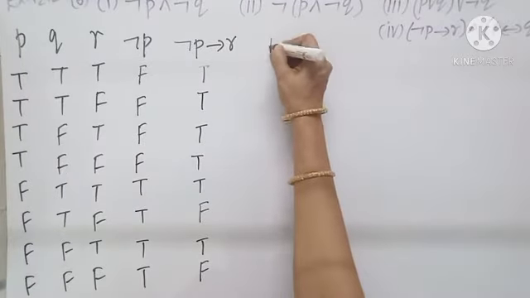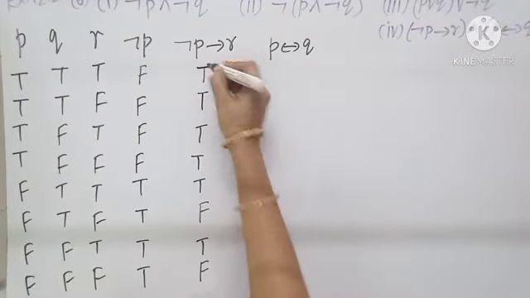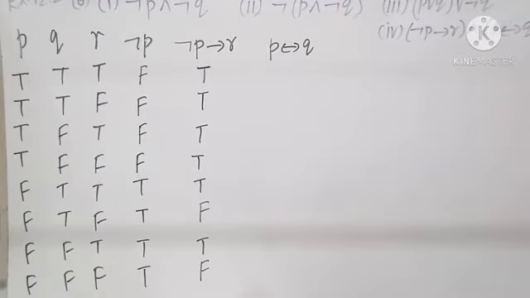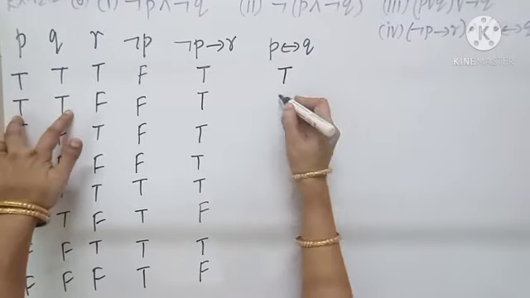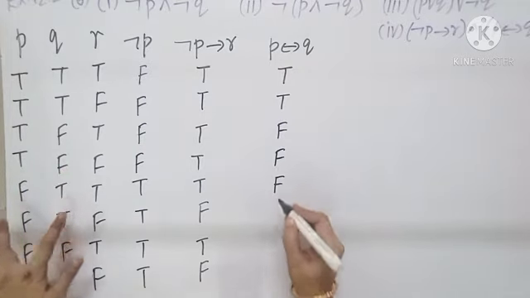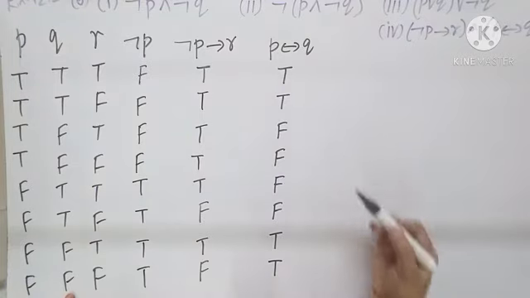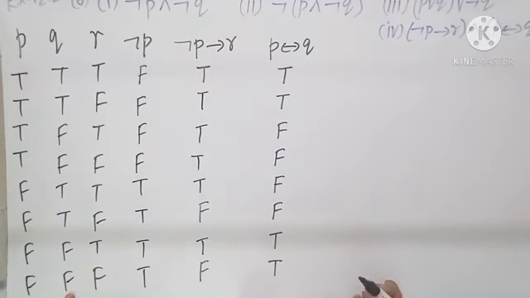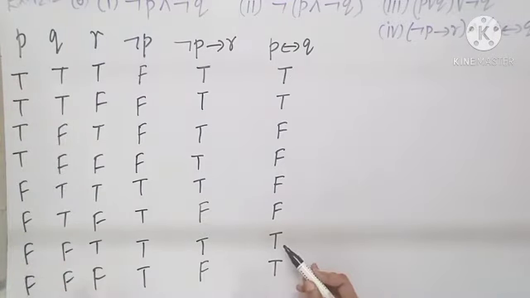Now, I want P double implies Q. Biconditional statement, how to do it? For biconditional, what did we remember? If both are the same, my answer is true. For P, Q, both are true, it is true. Both are true, it is true. Changing, it is F. Both are changing, F. That is, both should be true or both should be false. One true, one false and so on, my answer is F. Here, both are F. So, T will come. Biconditional says, P implies Q, Q implies P. Therefore, both must be the same to give me a true value. Both are F also, it is true only.